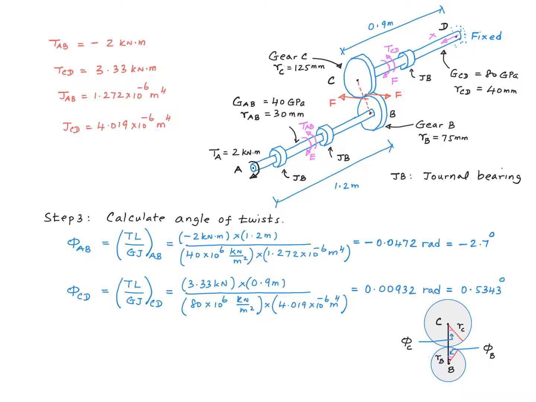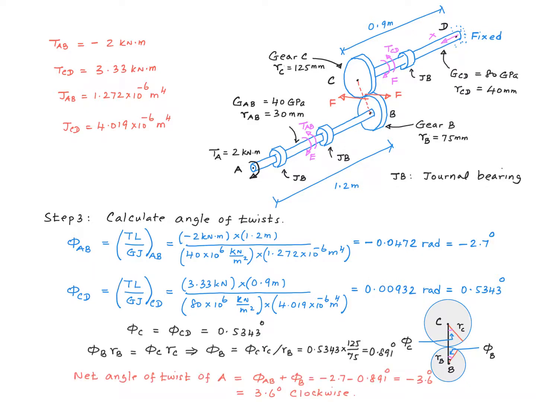So this is where we consider the second important relation we derived earlier. Gear C rotates in the counterclockwise direction because we got a positive value here, right? And therefore gear B must be rotating in the clockwise direction. So if I call this phi C and this phi B, there's a relationship between the two, right? The distances traveled must be equal to each other. So here is the rest of the analysis. I get a value of 0.891 degrees for phi B, which is in the clockwise direction.